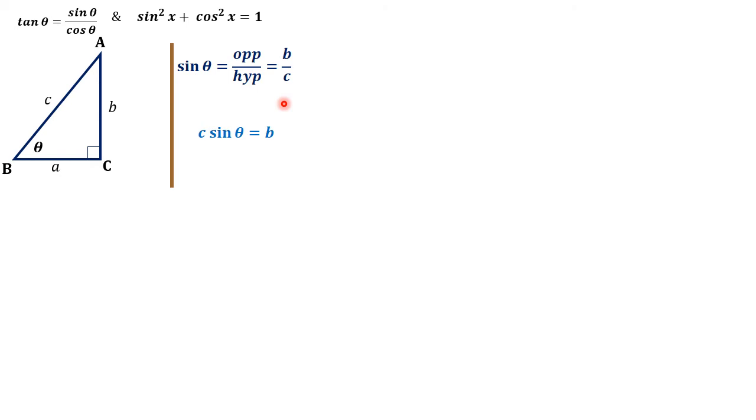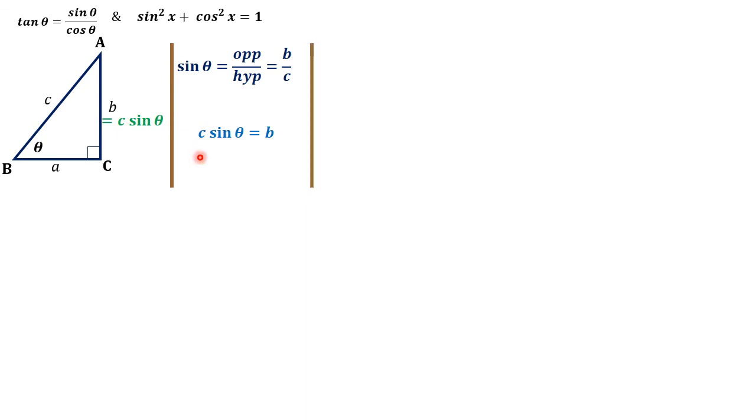If we cross multiply, that is, multiply c on both sides, we get c sine theta is equal to b. Just multiply both sides. This c cancels with the c that comes here, and again c comes before the sine theta. So we have c sine theta is equal to b. And that means where we had b here, it can also be replaced by c sine theta.